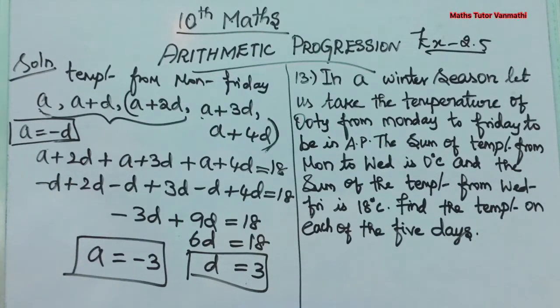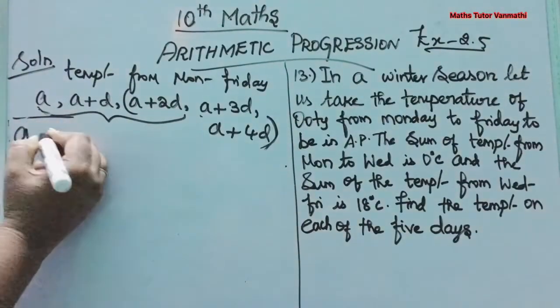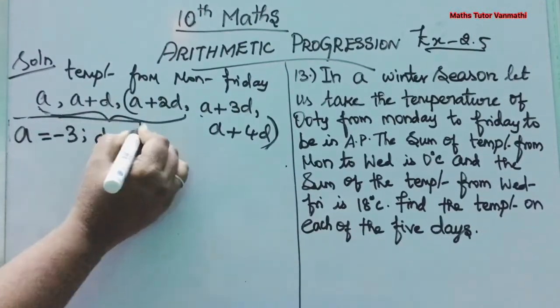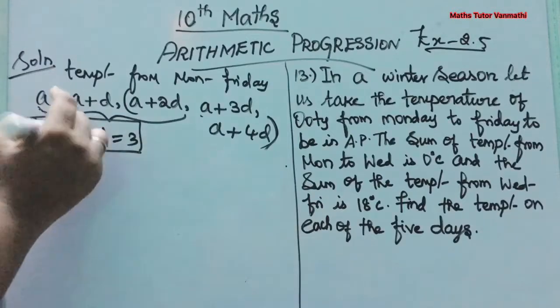Now we have found the A value and D value. Using this we are going to find the temperature of the 5 days. What is your A value? The A value is minus 3. The D value is plus 3. Using this we are going to find these values.